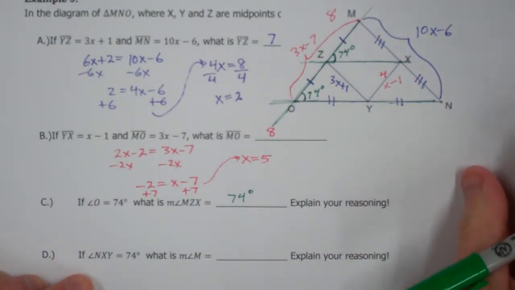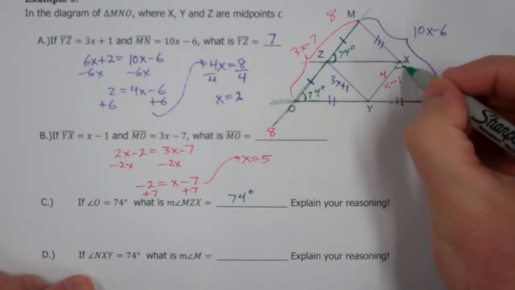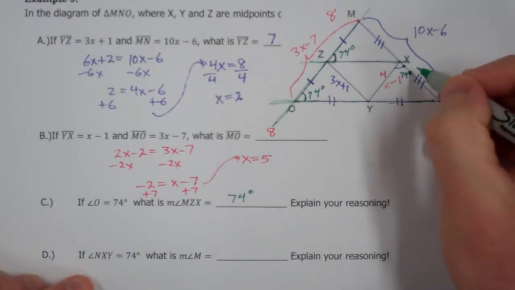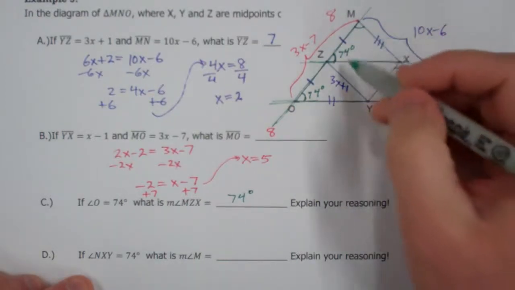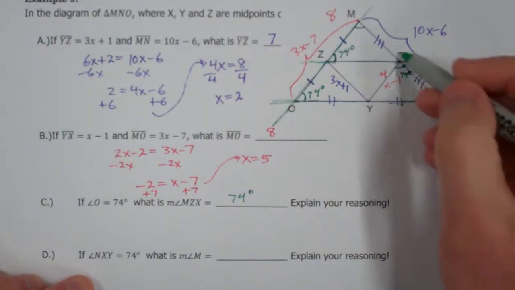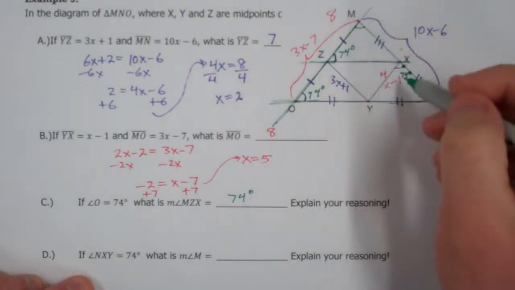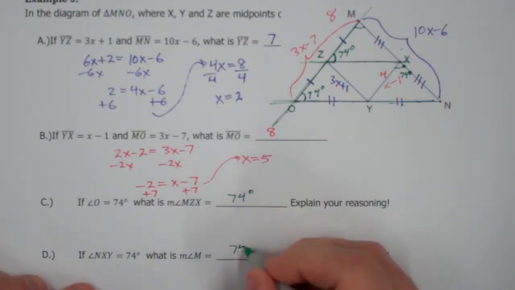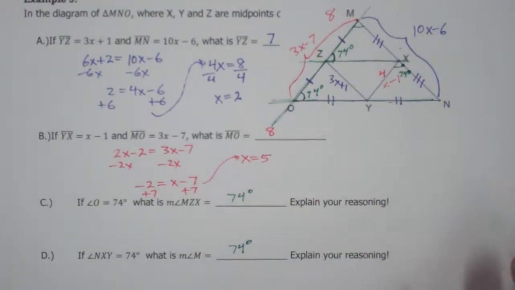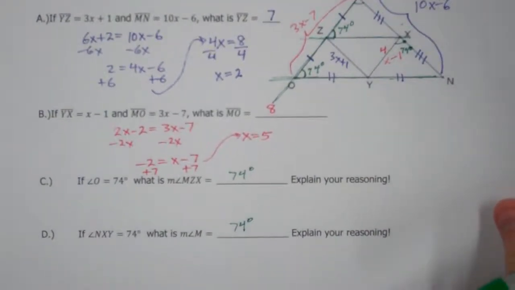If NXY, or this angle here, is 74 degrees, we're wondering what is the measure of angle M. Well, if we look at that, it's kind of the same situation that we had before. We have a pair of parallel lines and a transversal, and they're in the correspondingly same location, so measure of angle M must also be 74 degrees.